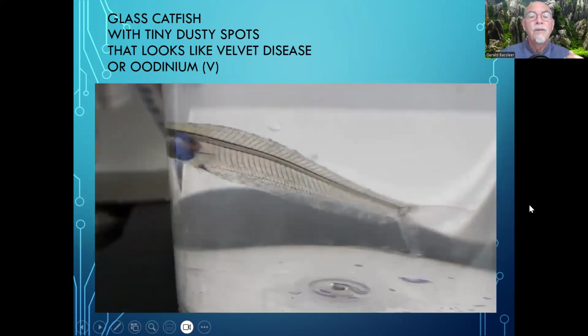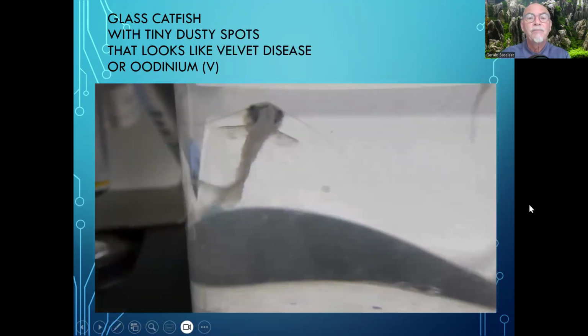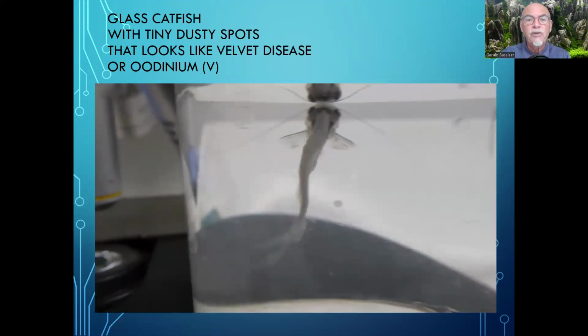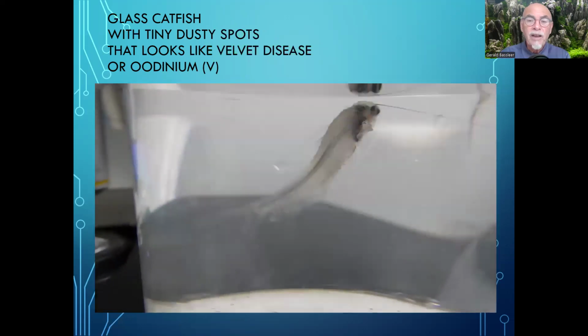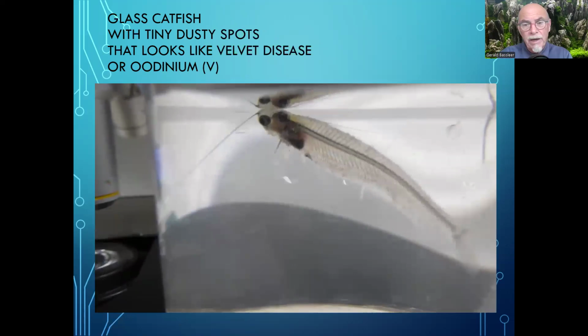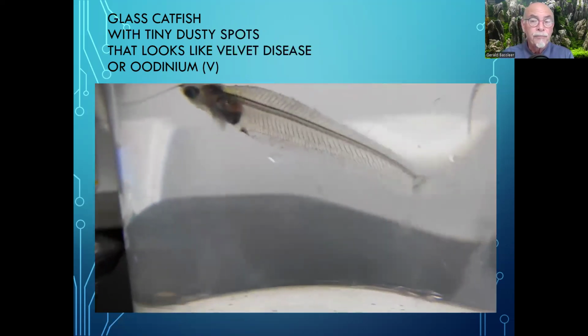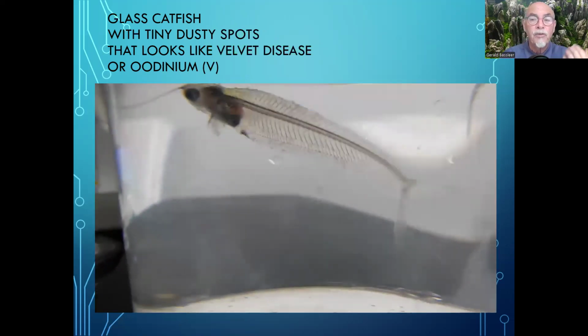Here is the glass catfish. You can see the tiny dusty spots on the fins, on the body, and it looks like velvet disease. So many people will go ahead and try to treat with Oodinium treatment or copper sulfate treatments. Yes, it's of course appropriate to react as soon as possible and to try to treat.